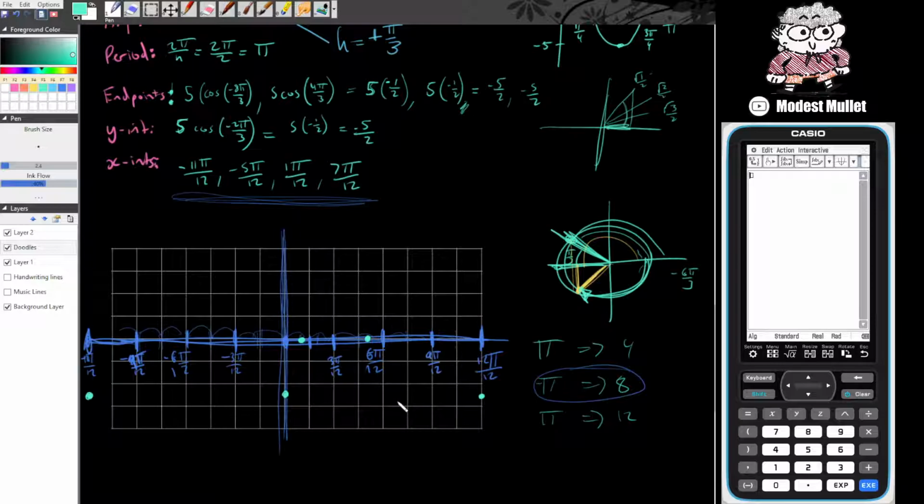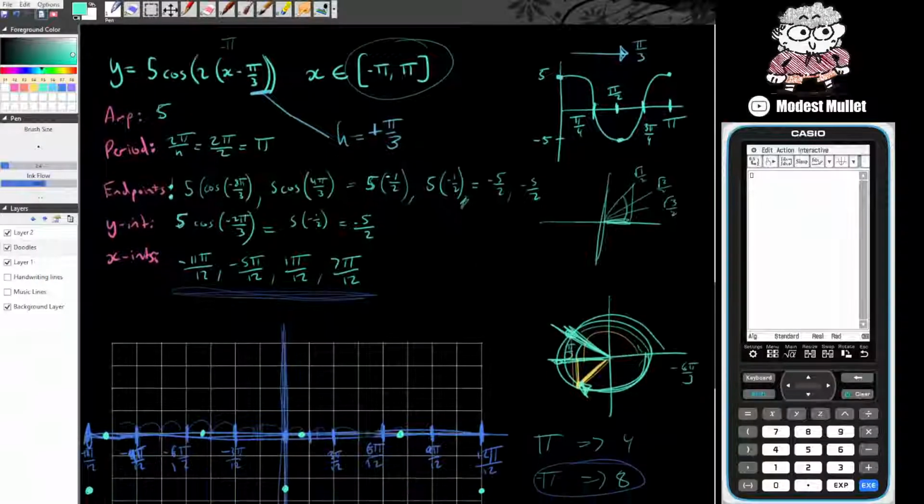And I'm looking at the wrong thing. It needs to be 7 pi on 12. 7 pi on 12 is there. And negative 5 pi on 12, which is about there. And I need negative 11 pi on 12. So that's about there. Okay, it is very clear looking at this now, thinking about what our shape needs to be.